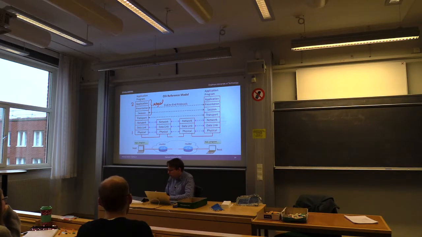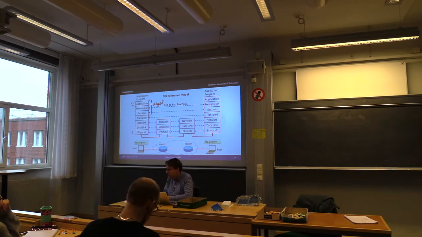Okay, but in the full model, we have 7 layers. The top layers here are application, presentation, session, and transport. Whatever entities are run in these layers are communicating with entities at the node on the other side of the network. So from end to end, these protocols talk to each other.